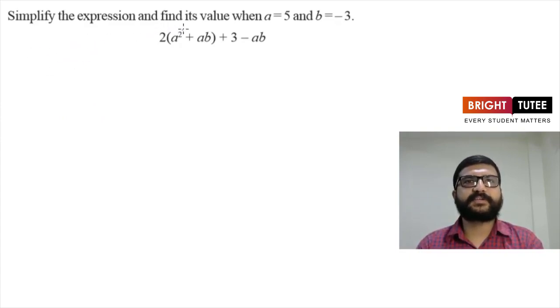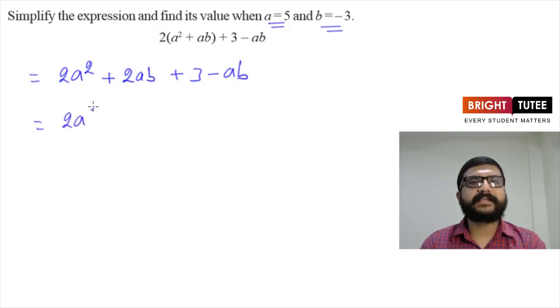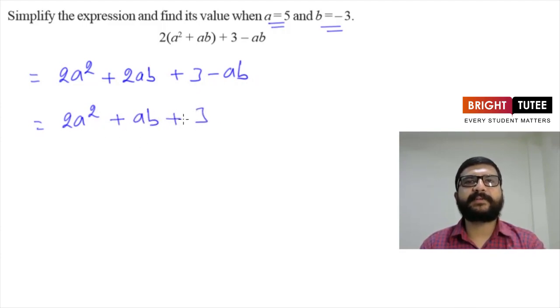Now here is the last question of this session. The question is, simplify the expression and find its value when a is equal to 5 and b is equal to minus 3. The expression is 2 multiplied with a square plus ab, then plus 3 minus ab. So let's simplify this expression first. This is equal to 2a square plus 2ab plus 3 minus ab. So now we have to write 2a square as it is, then plus 2ab minus ab. This will give us plus ab and then plus 3.